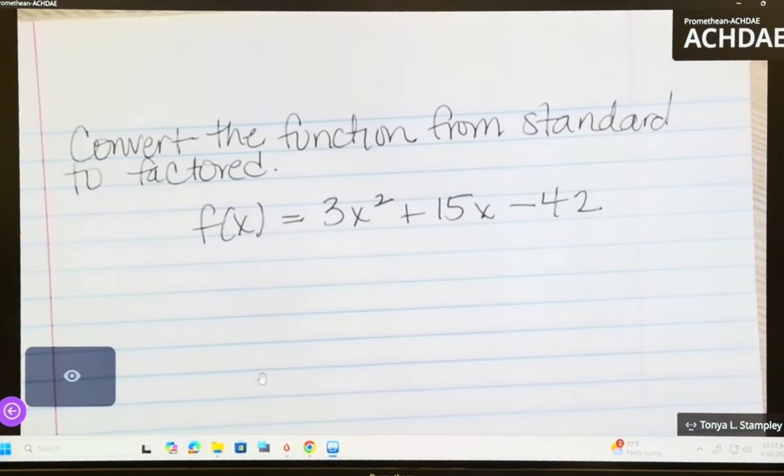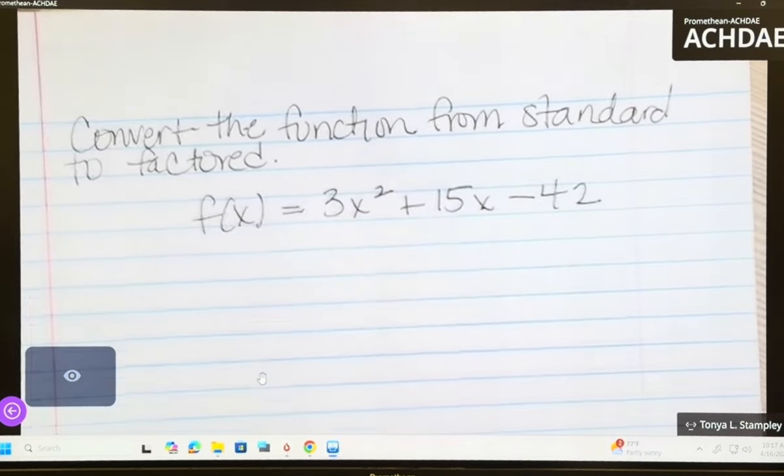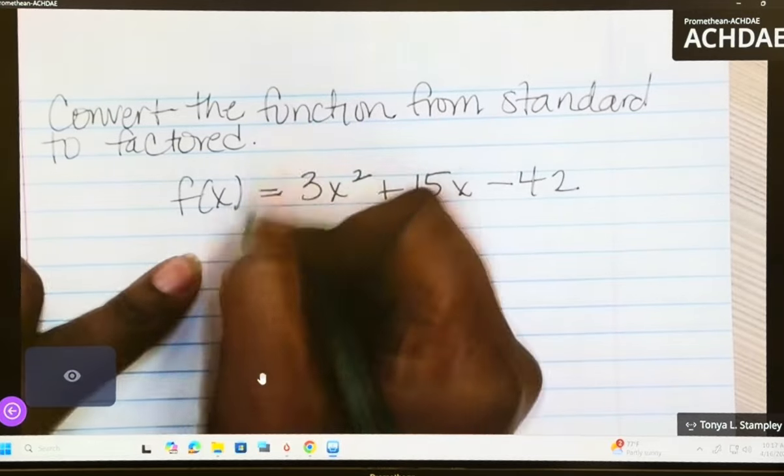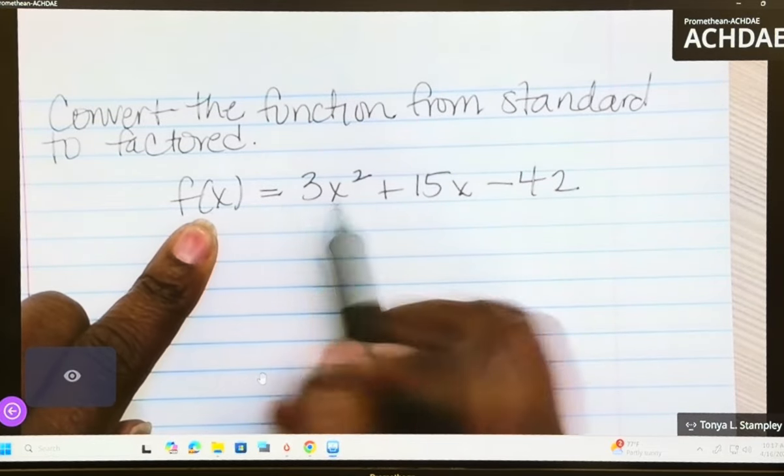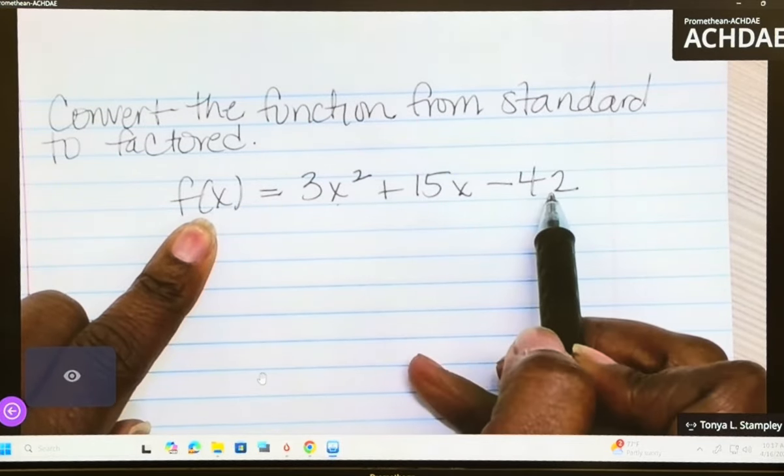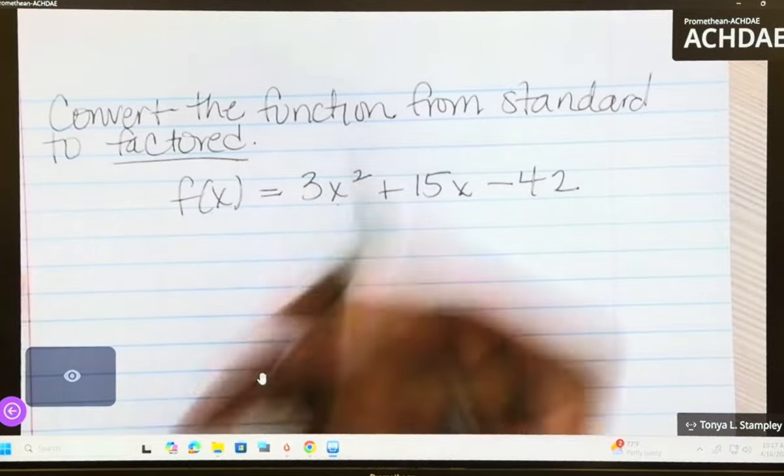Okay, so this is our second problem, correct? Yes. All right, so this is y equals 3x squared plus 15x minus 42, and I need to change this to factored form.